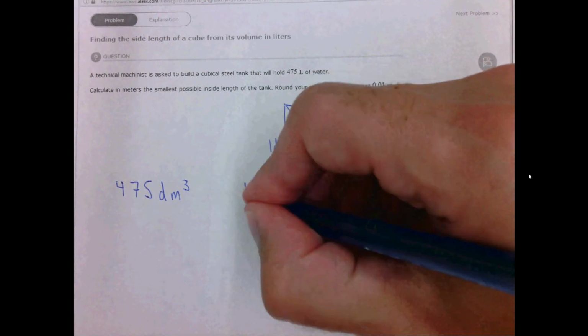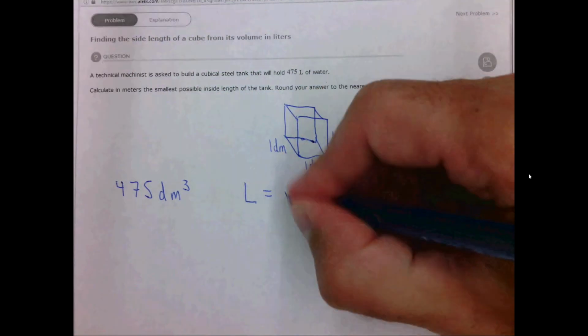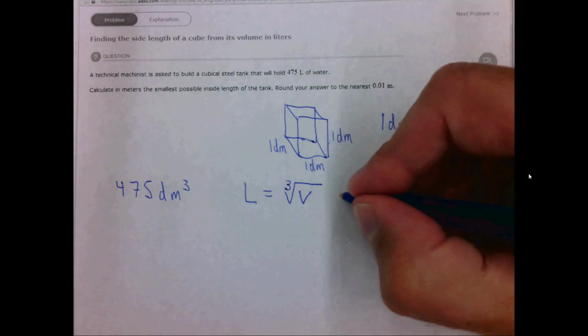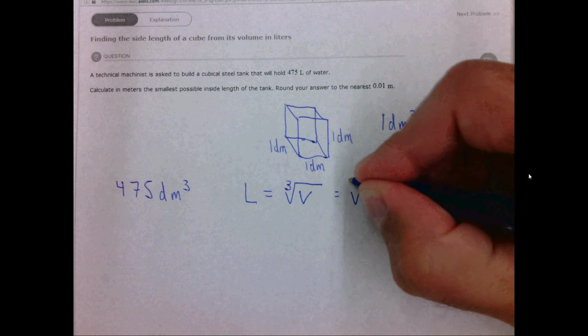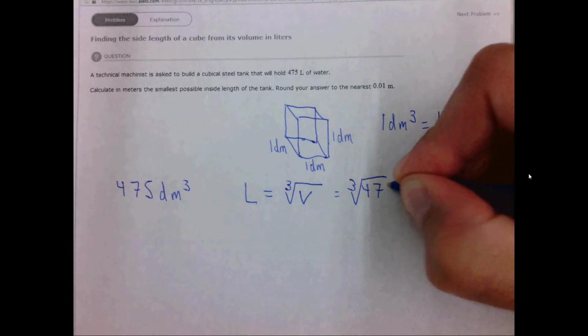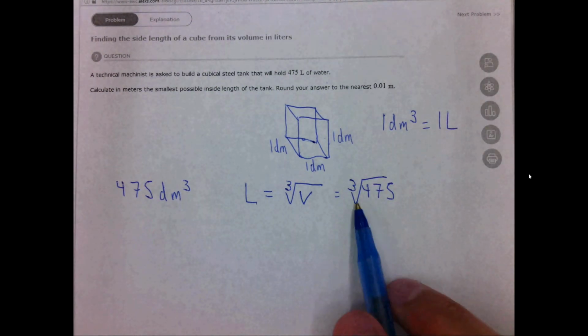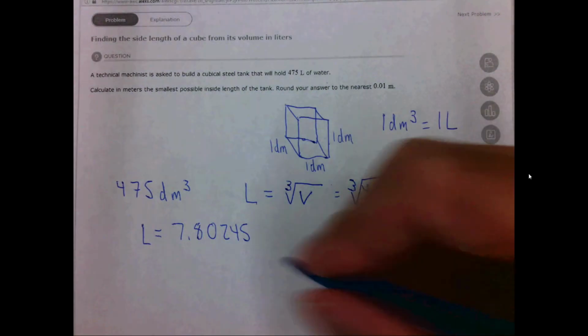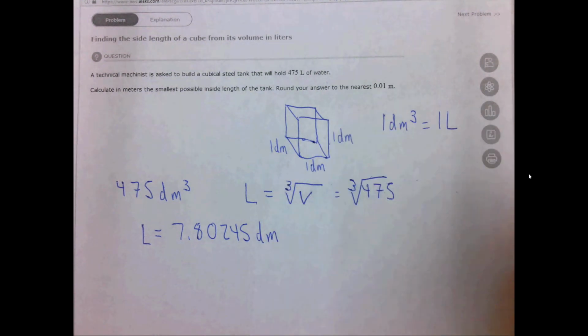And the length of any one side is going to be the cube root of the volume. So in this case, we want to take the cube root of 475. And when you do this on your calculator, you will find that the length equals 7.80245 and some more numbers, decimeters.